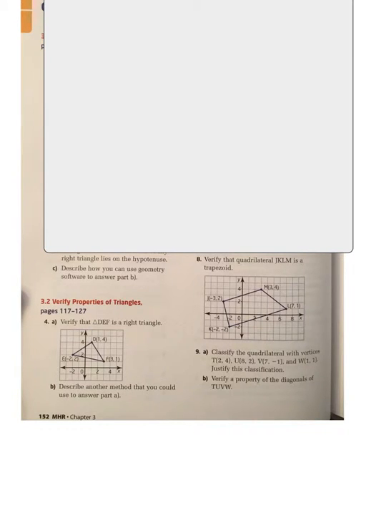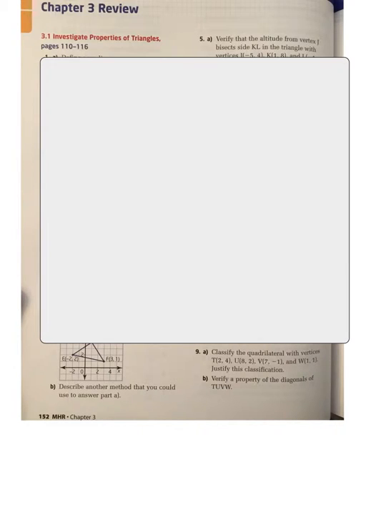So question 8, verify that the quadrilateral JKLM is a trapezoid. So all we've got to prove in the diagram is that this one here, JM, is parallel to KL. So if we can prove those two are parallel, then we have a trapezoid. It doesn't matter that these two are not parallel because that is what a trapezoid is, just one set of two lines are parallel.